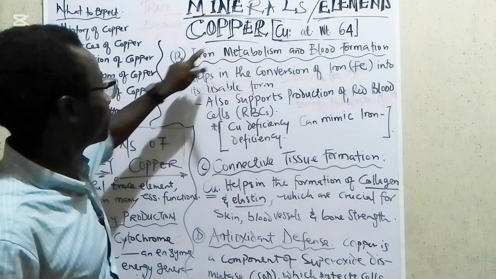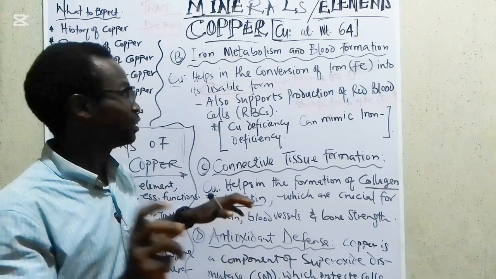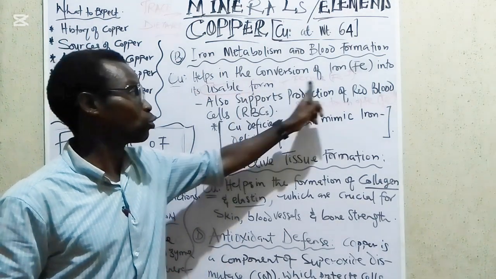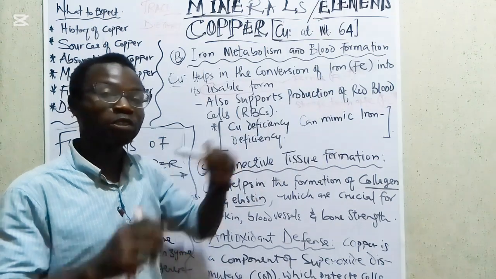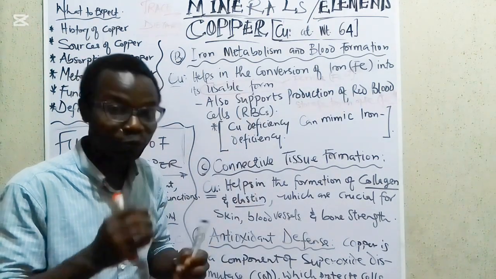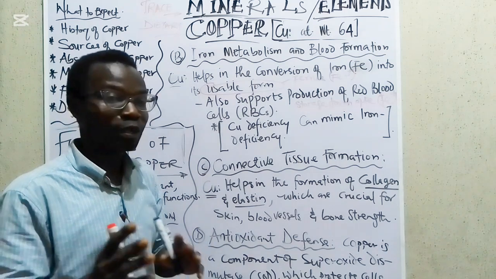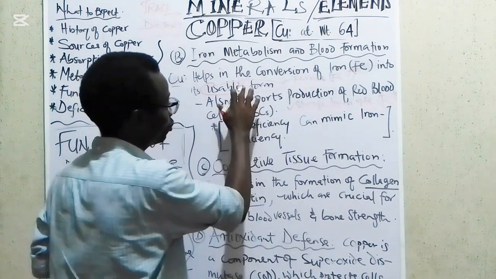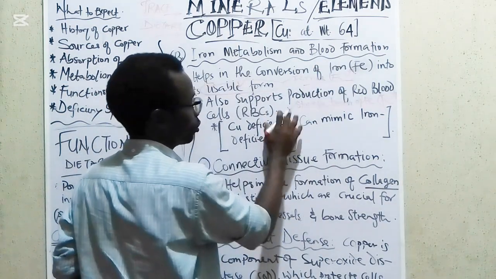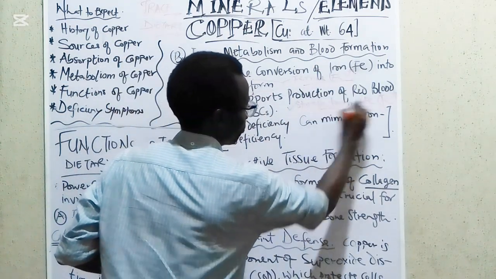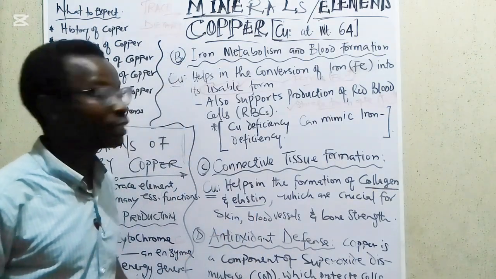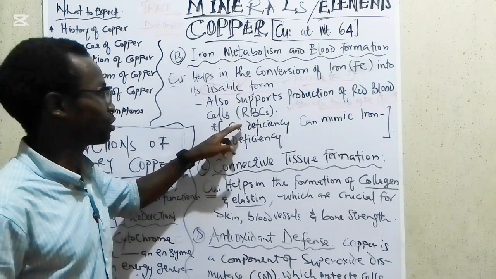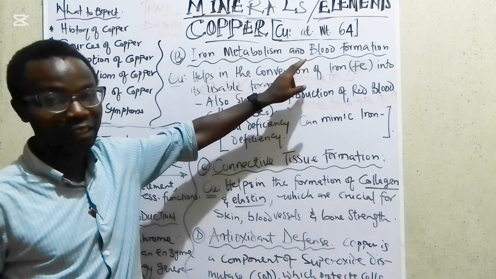So, copper is actually very crucial in the what? Conversion of iron to iron 2, which is ferrous, the form in which the body uses it. The other form, like I said, is either in the usable form or storage form. So the usable form is ferrous, the storage form of iron is in what? Ferric. If you understand. Then, copper also helps in support production of red blood cells.